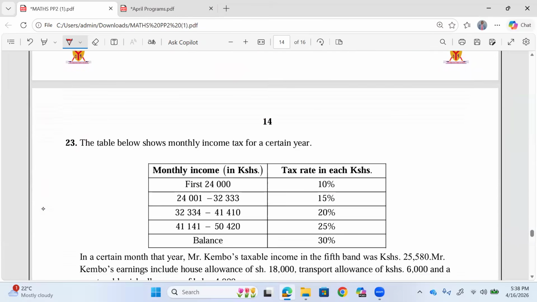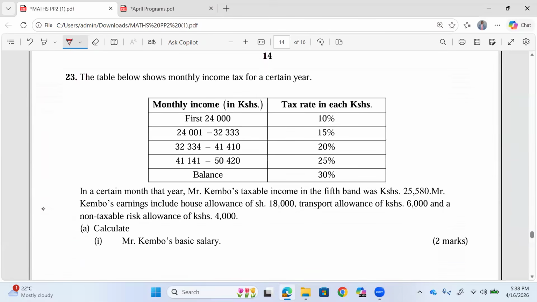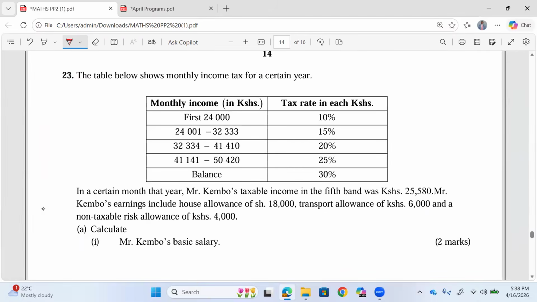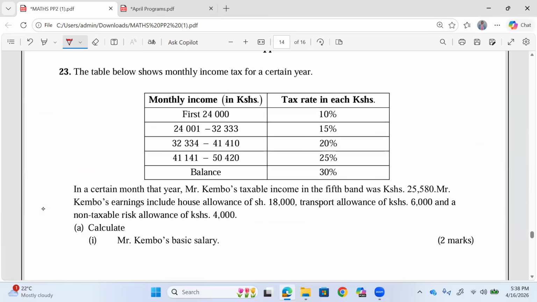Three-dimensional geometry, done and dusted. Tighten up your belts. We're going to cover the full section 2. So we are now in number 23, and of course, this is the second last question. So we can check it slowly and step by step.